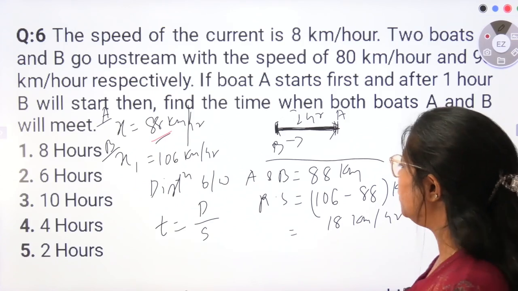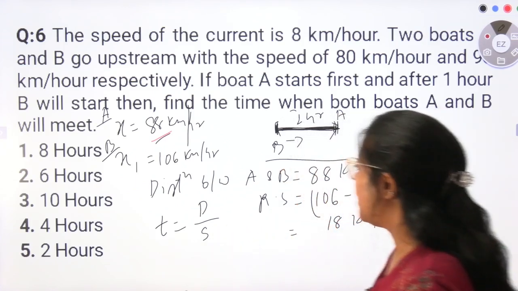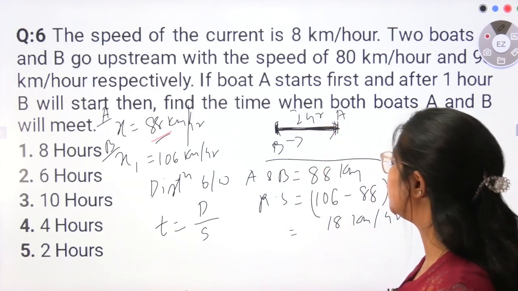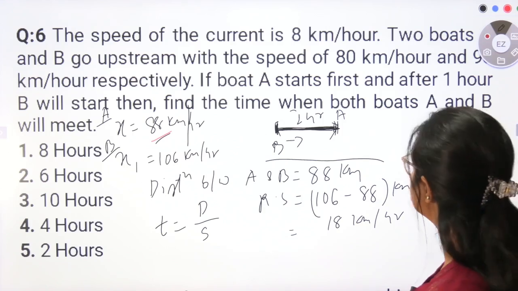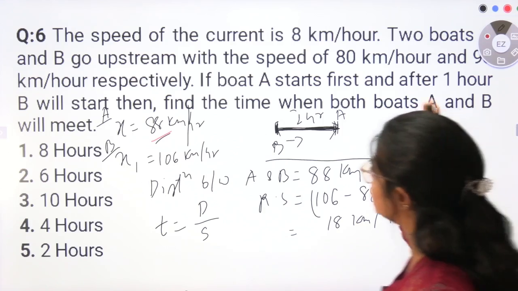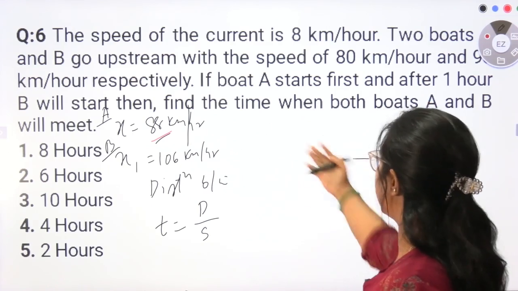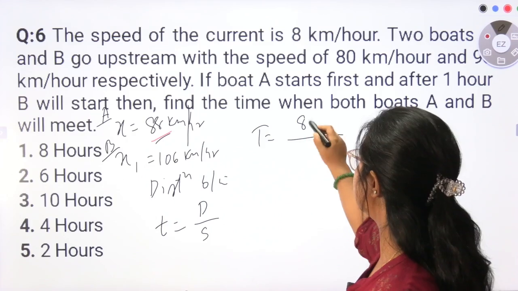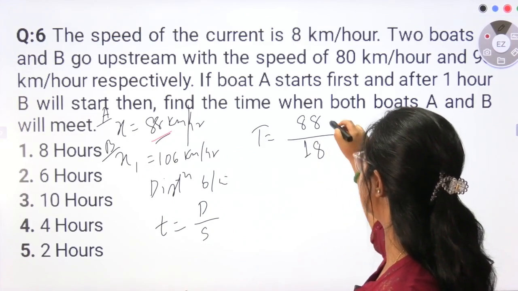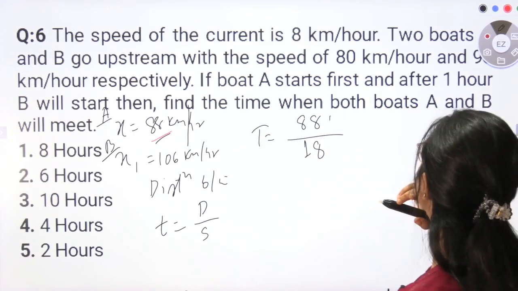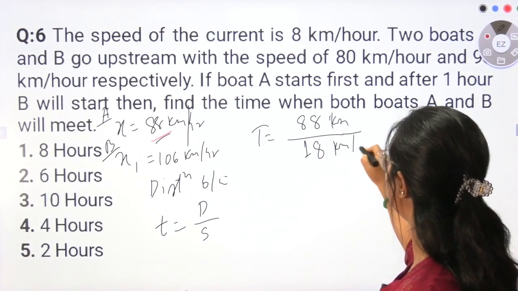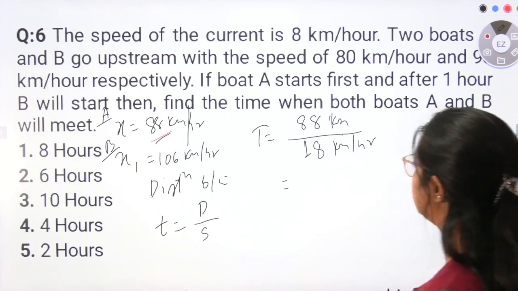Fine. So I am getting my relative speed. My distance in 1 hour is how much? My distance in 1 hour is 88 km. So time taken would be distance 88 divided by 18. 88 is your kilometer, and this is also km/h. So from here I will get 88 by 18.